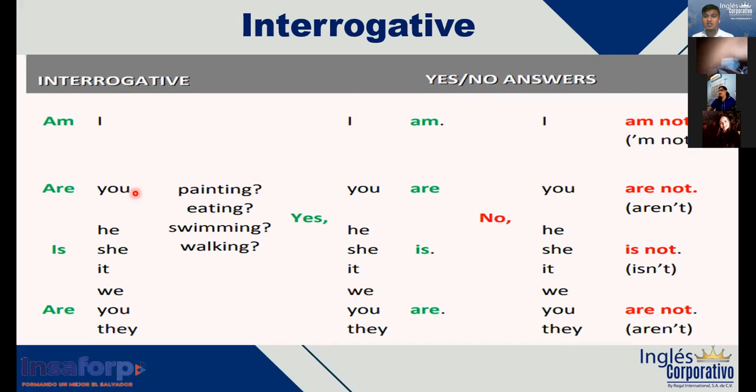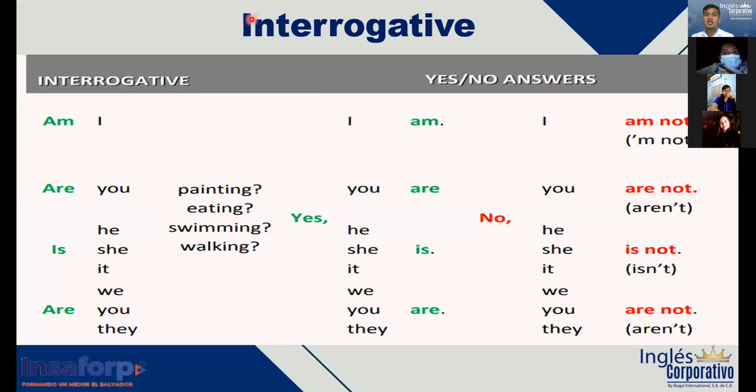Since we have the verb at the beginning, it's going to be a yes or no question. How are the short answers going to be? We can say, yes, I am, yes, you are, yes, he is, yes, she is, yes, it is, yes, we are, yes, you are, yes, they are. Those are the short answers.